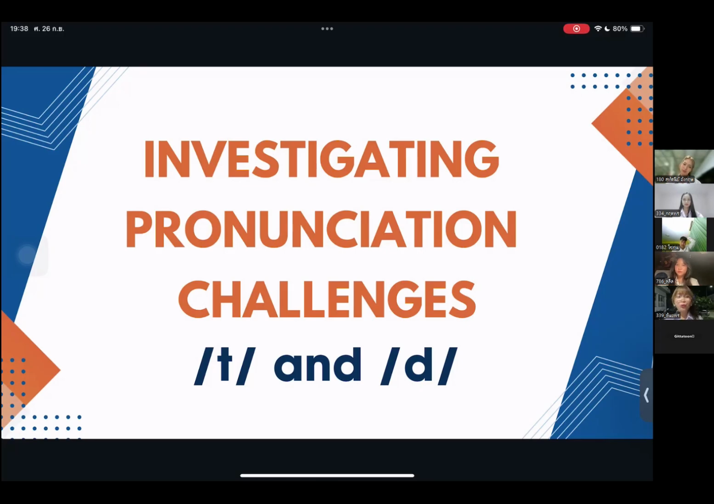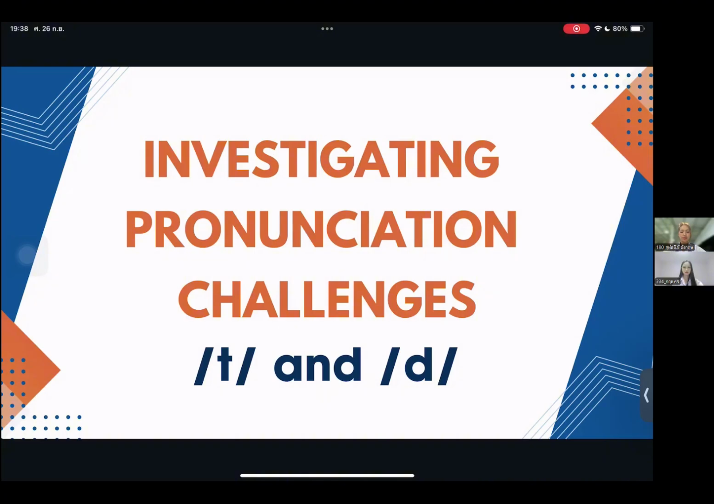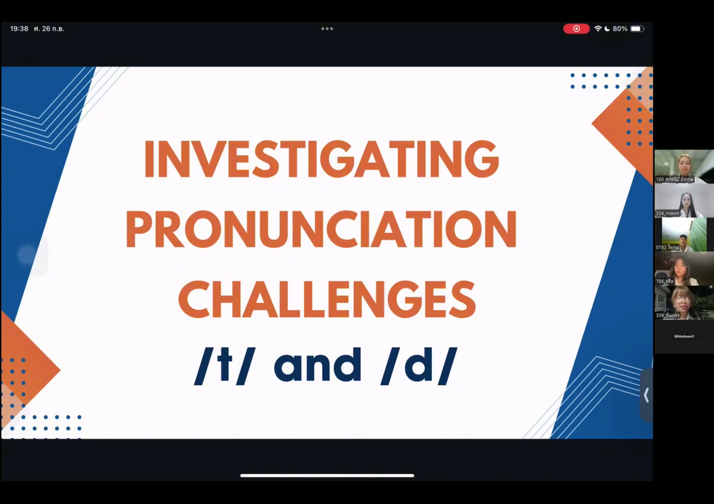For example, Thai does not allow voiced stops like D at the end of words, and the rules for aspiration and final release also differ. These differences cause Thai learners to make errors such as substitution, deletion, and devoicing. In this presentation, we will walk you through the key findings from research, a comparison between T and D, and the teaching implications.